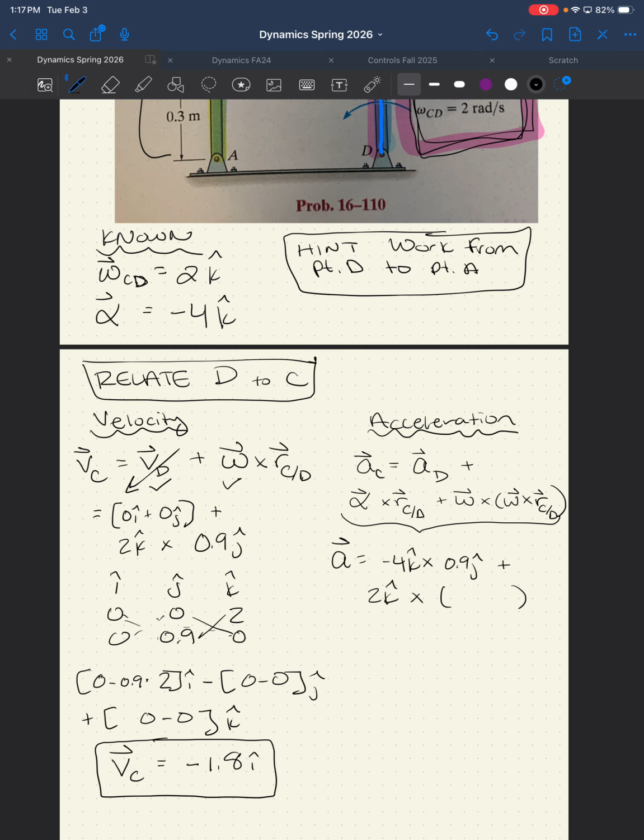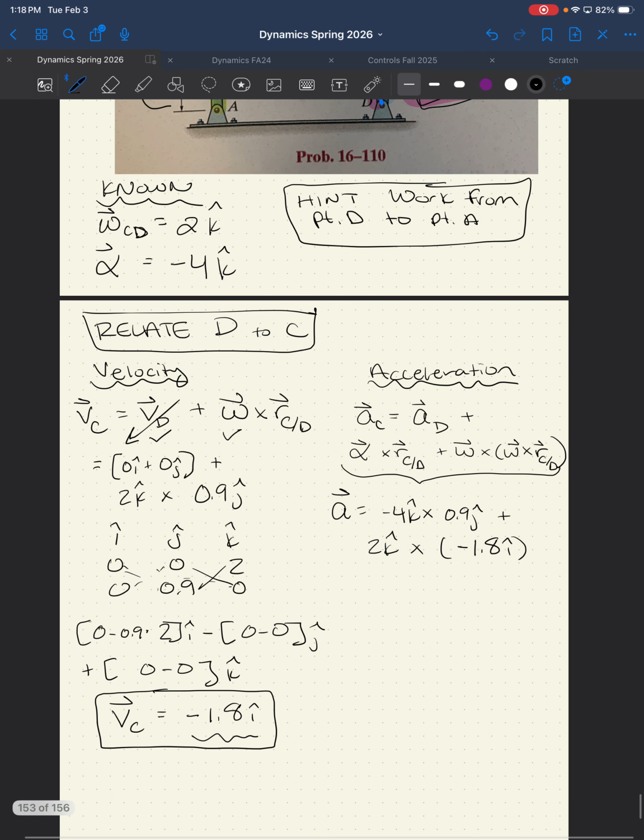Okay, so the next thing that I can do is do that same song and dance, but relate the velocity of C, which I now have an expression for, to the velocity of point B. Let's relate C to B, because these two things are also on the same rigid body.